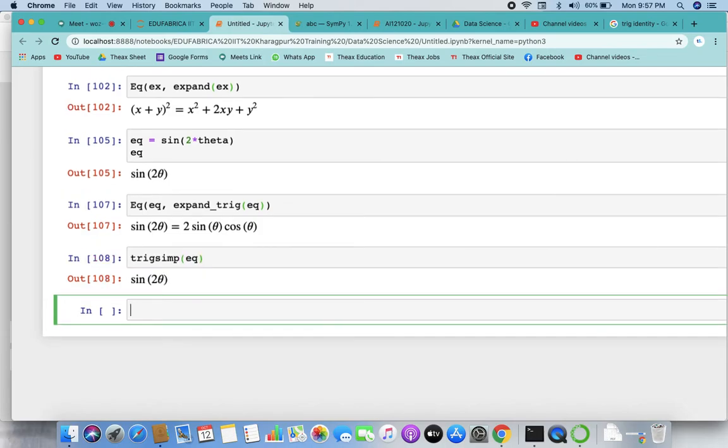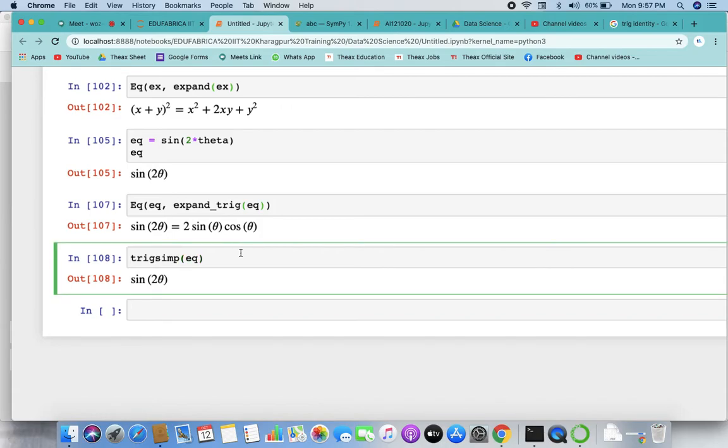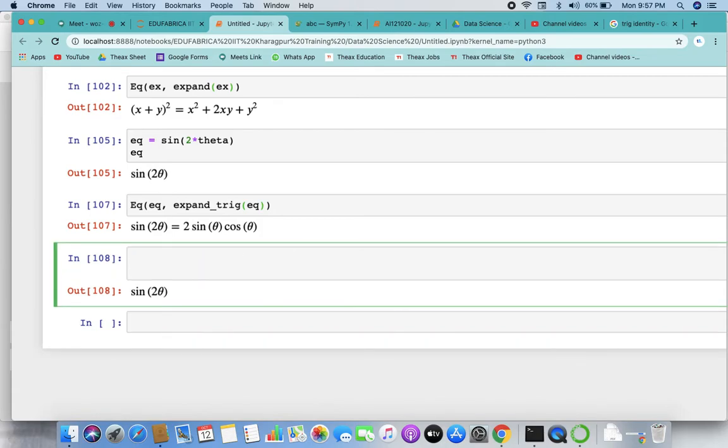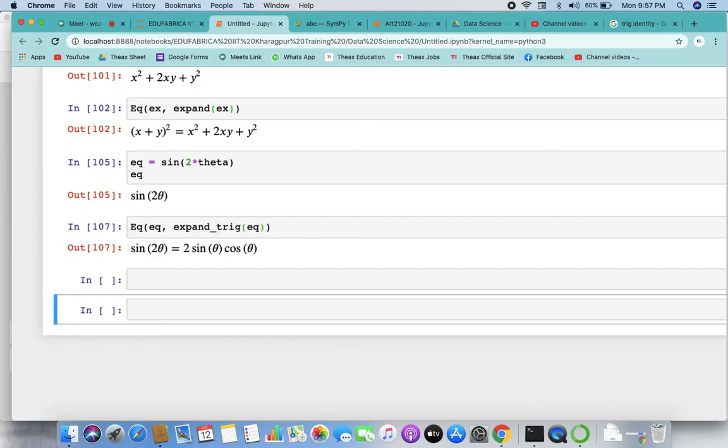That is having something different. Okay, we'll go on. What is it? For now, see, EQ of EQ. EQ means the expression you have, like sine theta, and the corresponding results. For the trigonometry, you will have to use expand underscore of trigonometry. Is that clear? Yes, sir.